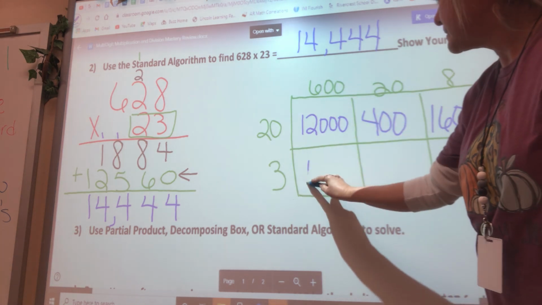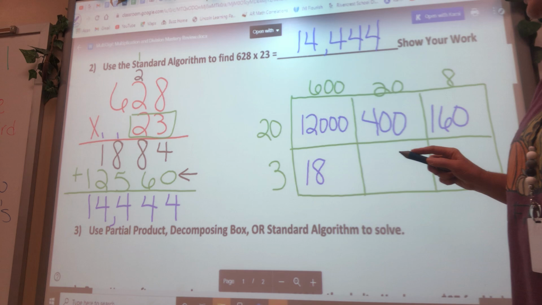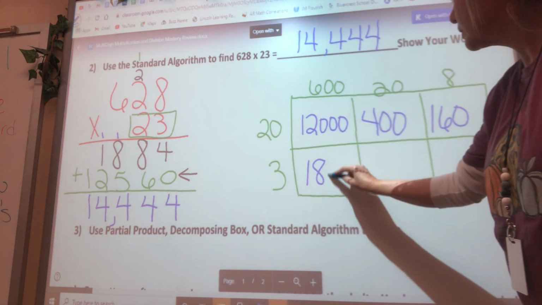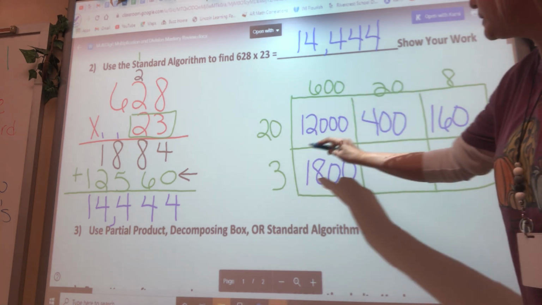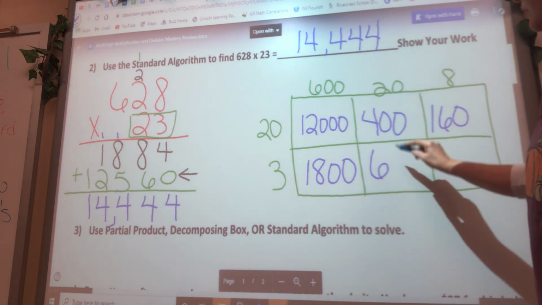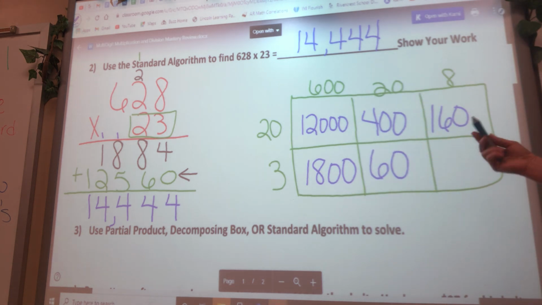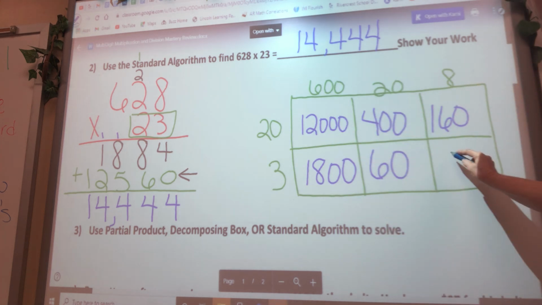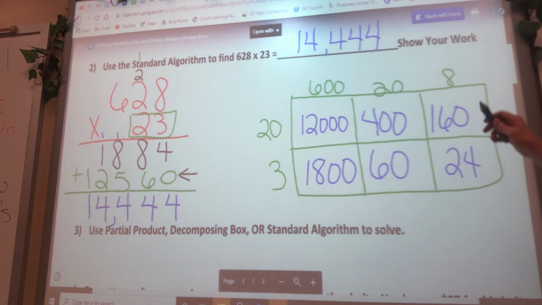Next row. 6 times 3 is 18. And how many multiples of 10? 1, 2. 2 times 3 is 6, and how many multiples of 10? Just the 1. And then a basic math fact, 8 times 3 is 24.